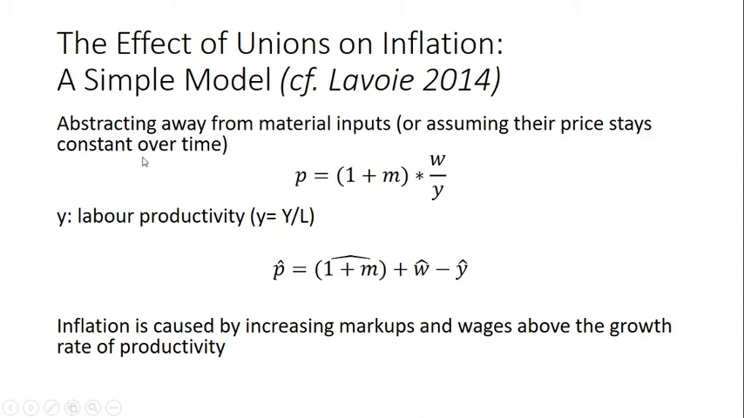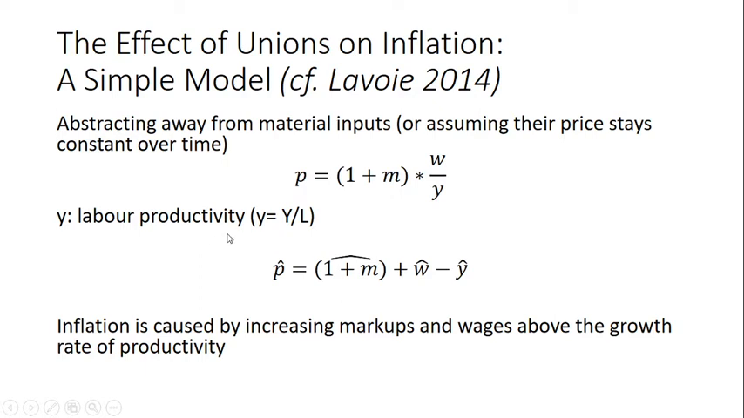So now we're going to, in some sense, abstract away from material inputs, or we could equivalently, I guess, assume that the price of material inputs stays constant over time. But for now, let's just say that labor is the only cost going in. So unit variable costs are equal to unit labor costs now, where we have this little y, where little y is equal to output over labor. So it's very much the same as before, except no material costs.